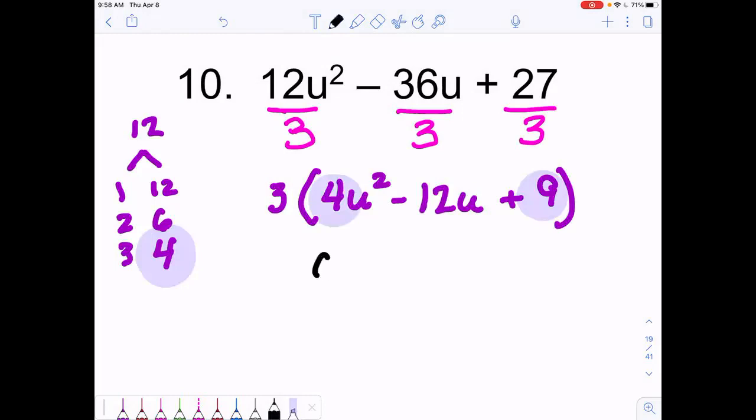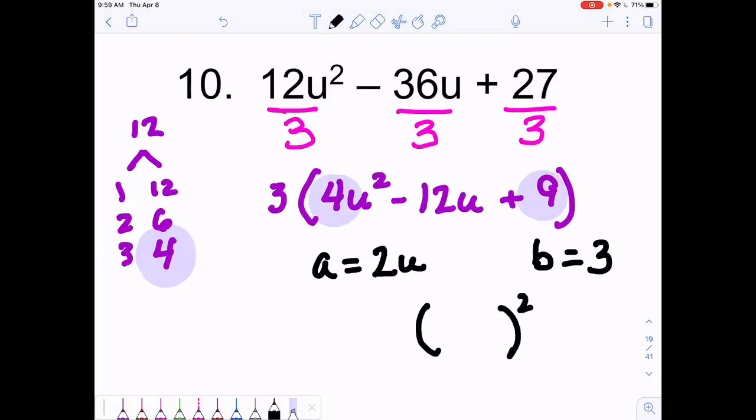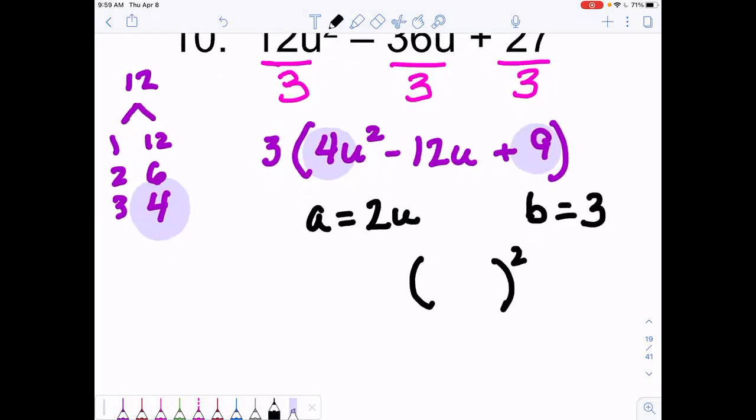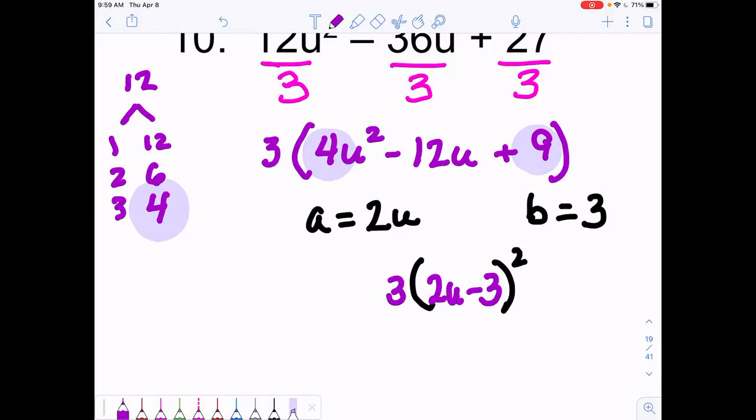So Peyton, what is the A and the B here? And B is, awesome. So 1 parenthesis because there are 3 terms. That 1 parenthesis is squared. And the reason there's 1 parenthesis is because I have a plus at the end. 2 negatives multiply to be a positive. So we would have 2u minus 3. And then don't forget the GCF.